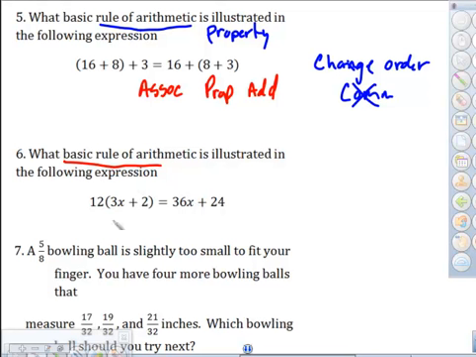Oh, okay, here we go. Number 8. It says, come up with 6 fractions that are equivalent to negative 3. Well, what do you guys think? What are some fractions that are equivalent to negative 3?